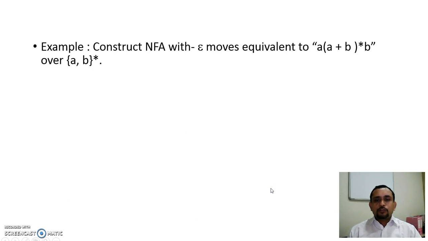Let's construct an NFA with epsilon moves equivalent to the given regular expression. Here we have A followed by (A or B) whole star followed by B. If we observe this, we can find that this expression is a combination of three different sub-expressions. This A can be constructed as one sub-expression. This whole Kleene closure can be considered as another regular expression, and this B itself is a third regular expression. So we have three sub-regular expressions available here. We'll construct NFAs with epsilon moves one by one using these sub-regular expressions, and then combine these three to get the final NFA with epsilon moves.